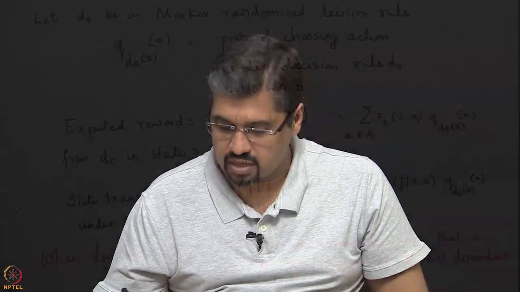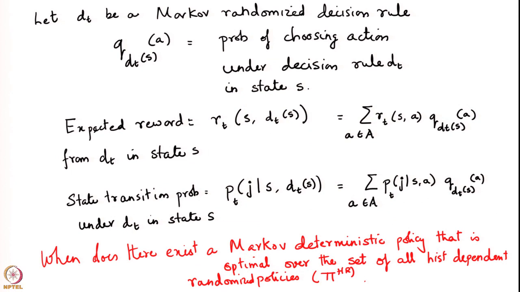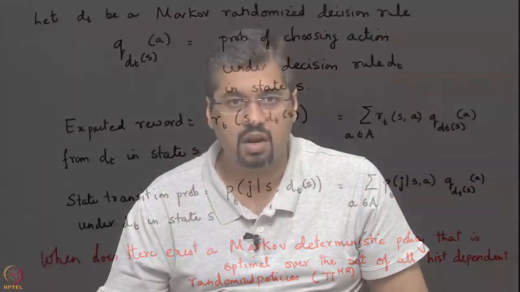So, what I want to do next is to actually show you an example in which all of these various types of policies are computed and written out, so that you get clarity on how exactly these policies are defined. In the example that we will consider, there is a system that exists in two states.